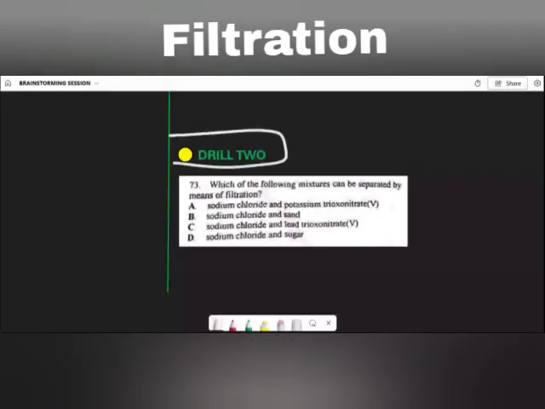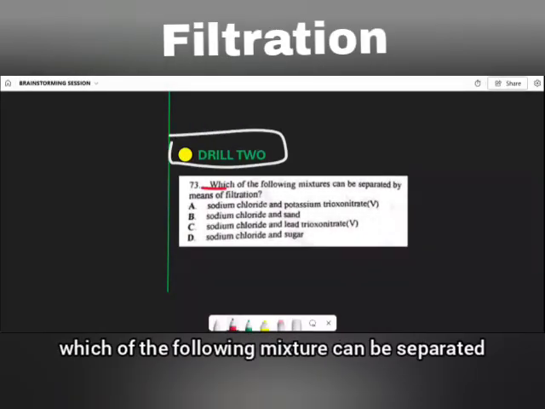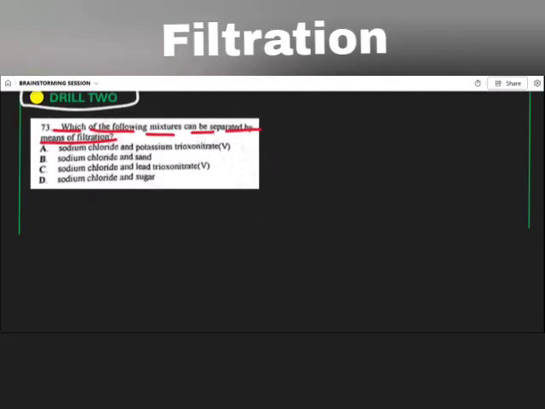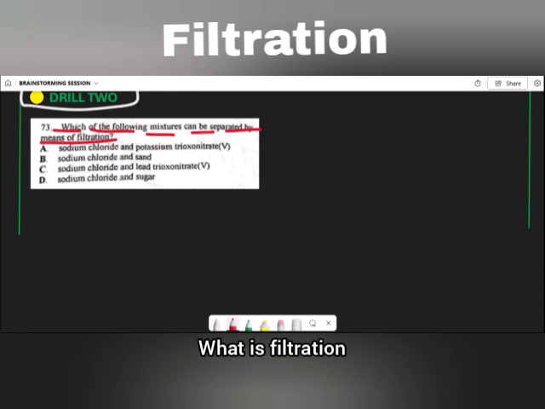We are given a question that says, which of the following mixtures can be separated by means of filtration? Before we move on to the answer, what is filtration?